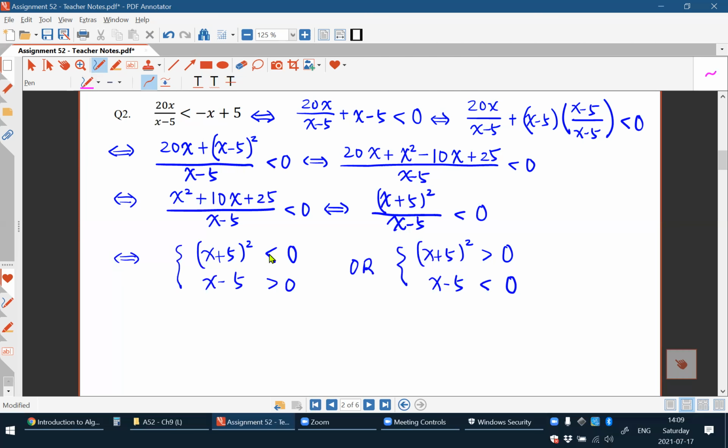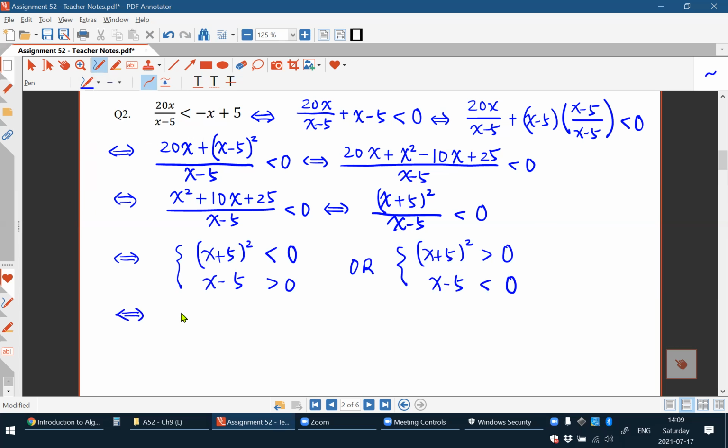Laura, do you understand? These signs, these directions are not randomly assigned, but determined by the direction of the inequality symbol here. Do you understand? Okay. All right. And next step, we need to solve the two cases separately.